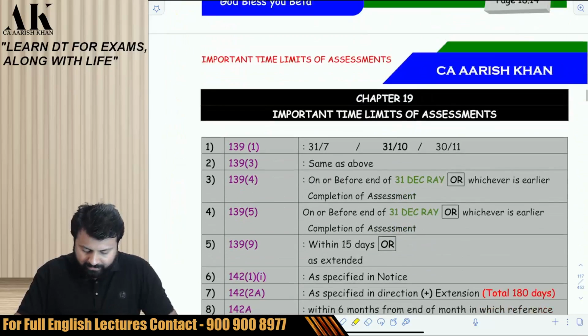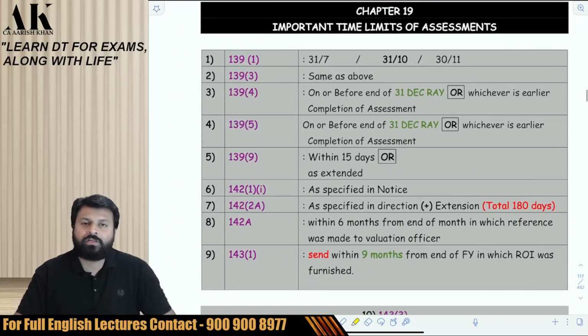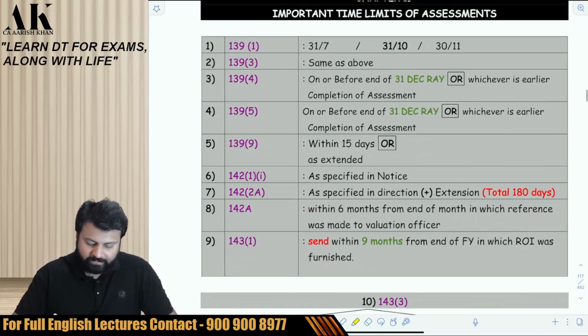Now, the next topic is again for your reference. I have made a compilation of all the time limits which are there under the assessment so far. Okay. You can see over here. Can you see this? This is the time limit for 139.1. What is the time limit for 139.1? It is either July, October or November.